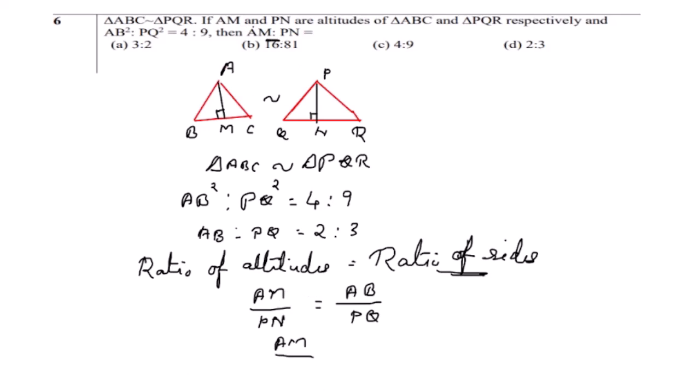So AM by PN is equal to AB by PQ. AB is to PQ is equal to 2 is to 3, that is 2 by 3. So AM is to PN must be equal to 2 is to 3. So the required ratio is 2 is to 3. So the option is 2 is to 3, that is option D. 2 is to 3 is the answer.